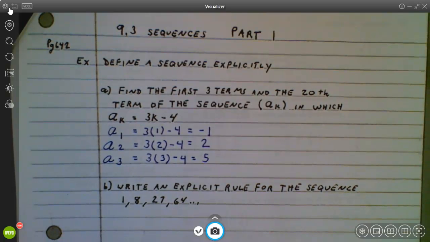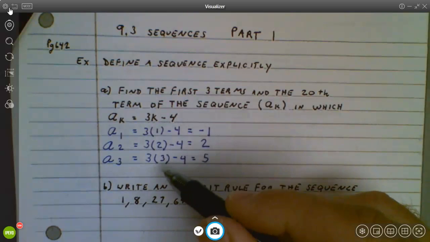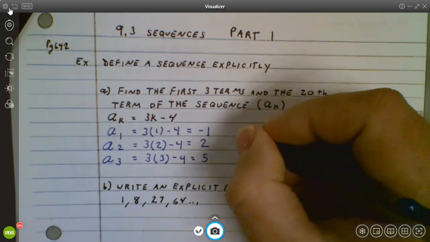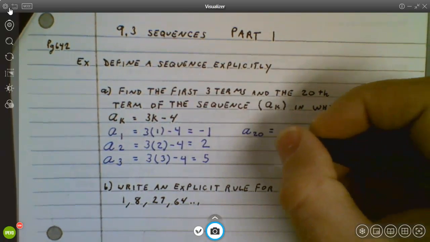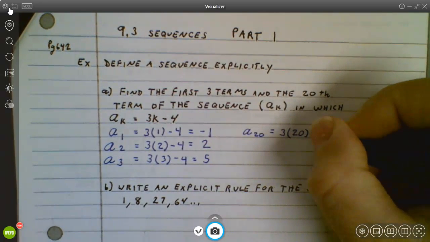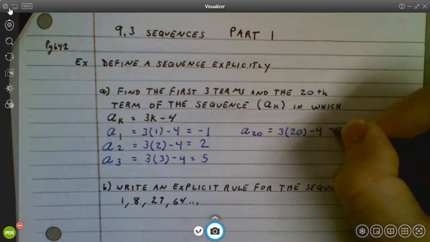And here's the reason why I really like the explicit rules way more than the recursive rules, and you'll see that here in just a minute. So if I want the 20th term within the sequence, I can do the exact same thing I did here, and I can simply plug in a 20 for k. So if I want the 20th term, I would write it like this. So 3 times 20 is 60, minus 4 would be 56.